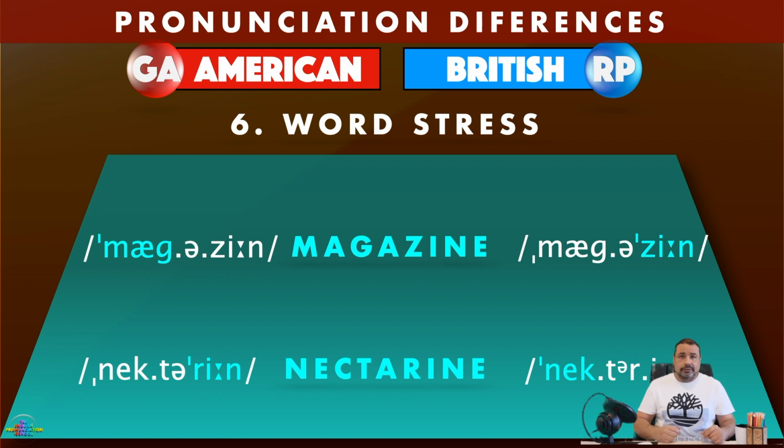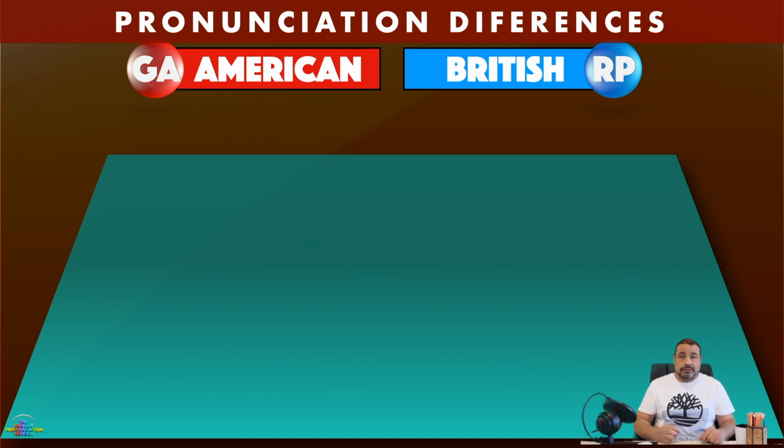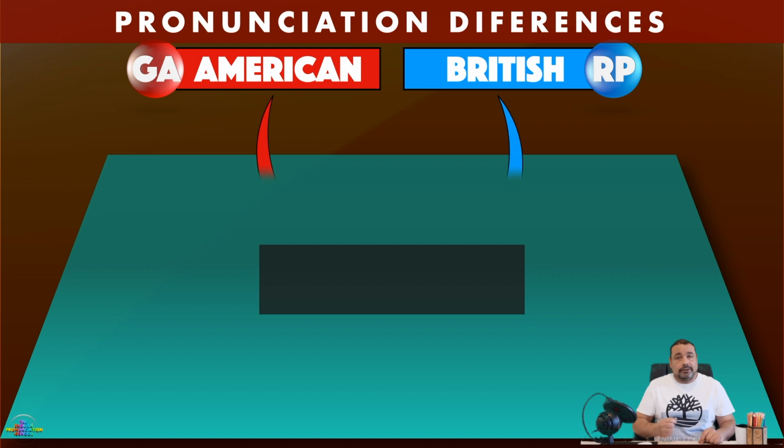Okay, we finished. Those are some of the most noticeable differences between these two standard varieties of English, American and British English. However, you have to understand that whatever differences these English varieties might have, they belong or are part of the same language, English.